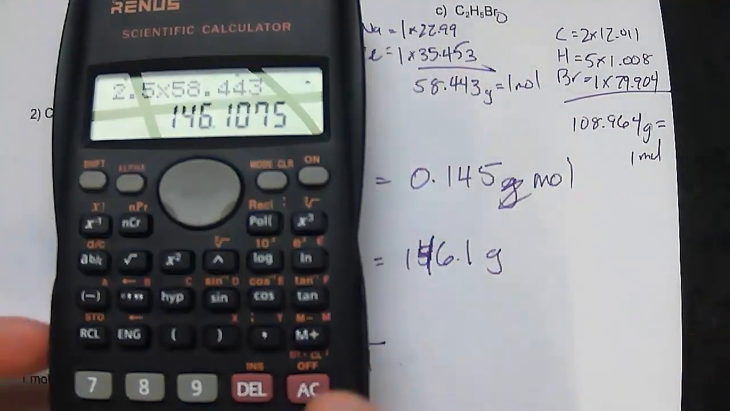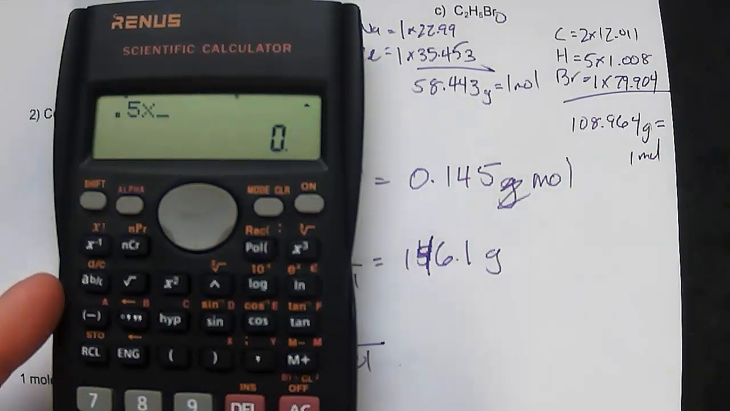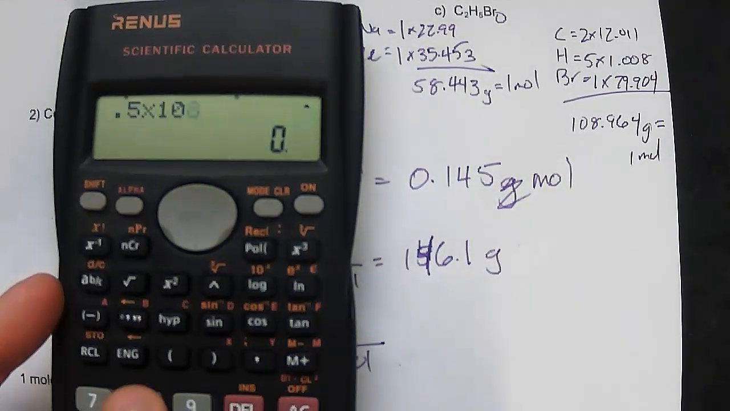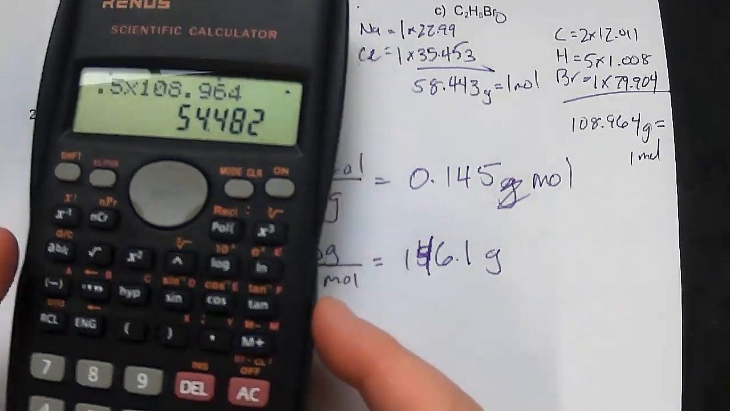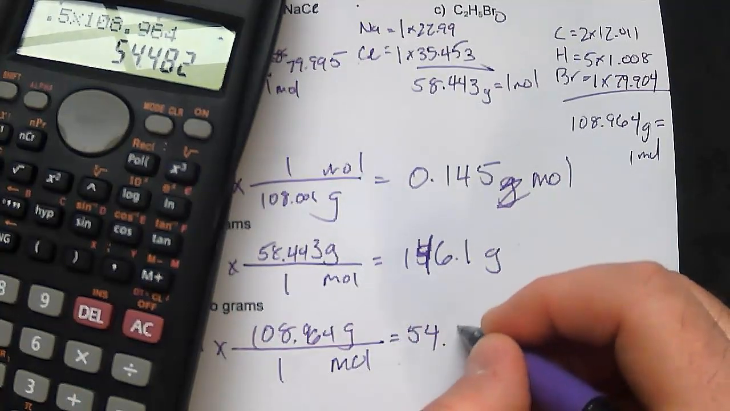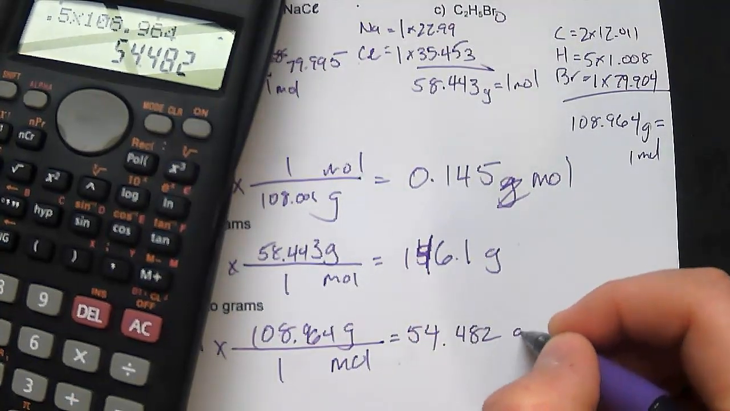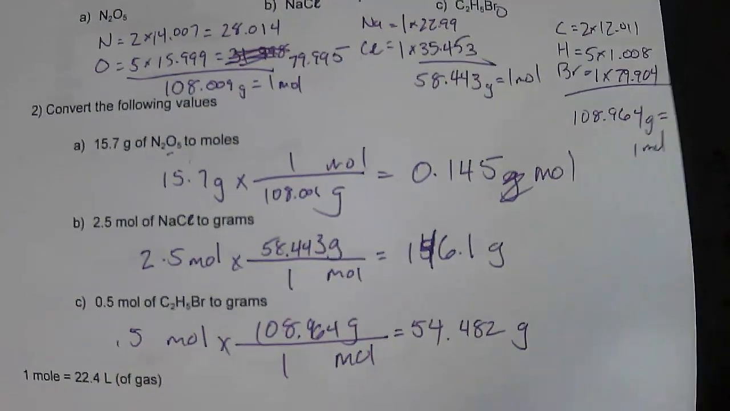108.964. And so now we're going to do 0.5 times 108.964. It's 54.482 grams, and there's that. Okay, and now the last two.